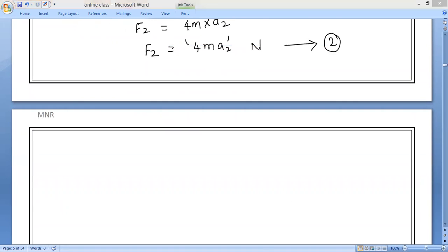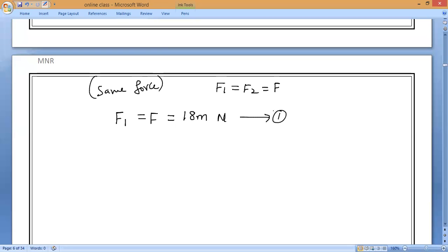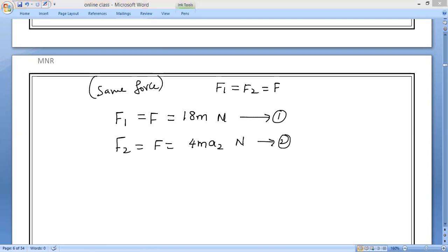Now we know what they mention in the question: same force is applied. Same force is applied means F1 is equal to F2 is equal to F. Yes or no, guys? So I can modify the first equation: F1 is equal to F is equal to 18M newtons. This is equation 1. Second equation, F2 is equal to F is equal to 4M A2 newtons. This is equation number 2. Till here, any doubt, anybody can ask. Are you clear, everybody?